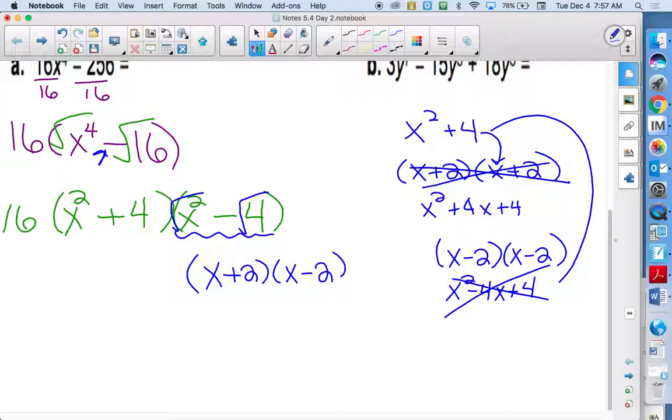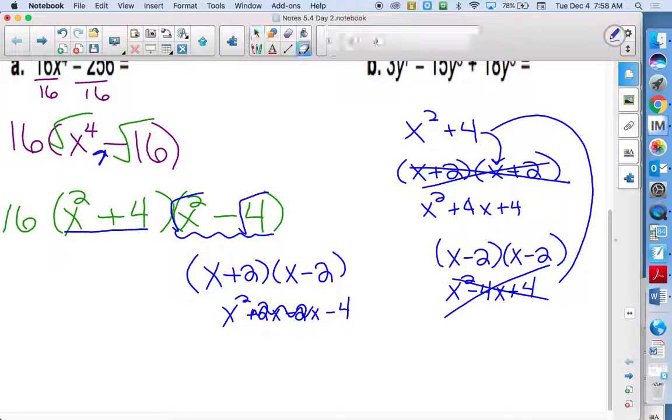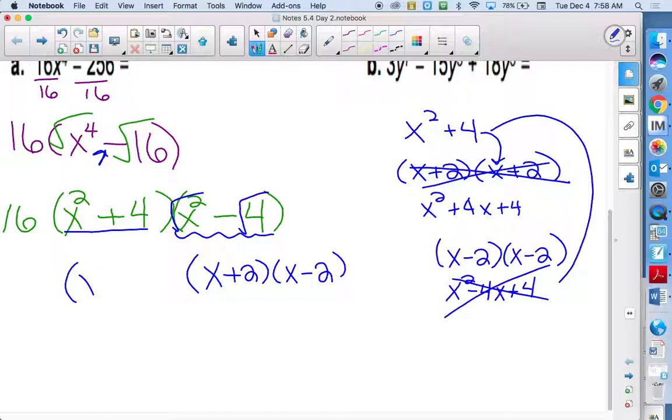If I FOIL this, I would get x squared plus 2x, but then we'd have a minus 2x and the minus 4. The middle terms cancel, and that's how we get x squared minus 4, because those middle two terms are canceling out. But when it's a plus sign, there's no way to get those middle two terms to cancel. So this is not factorable. It has to be a minus sign, not a plus sign. So the back equation factors this part here, but the front one just stays as x squared plus 4.